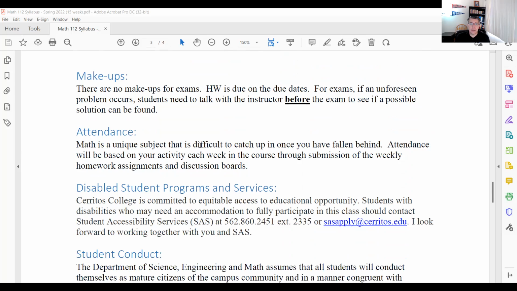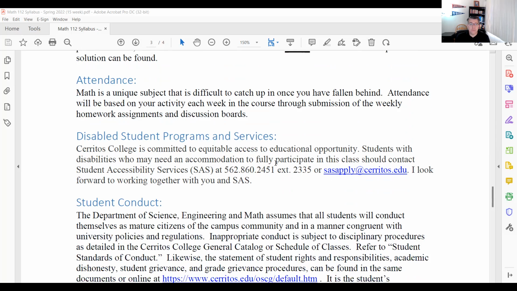Attendance. Math is a unique subject that is difficult to catch up once you've fallen behind. Attendance will be based on your activity each week in the course through submission of weekly homework assignments and discussion boards. So if I don't see you or you've gone inactive for a couple weeks, that's going to be a problem.